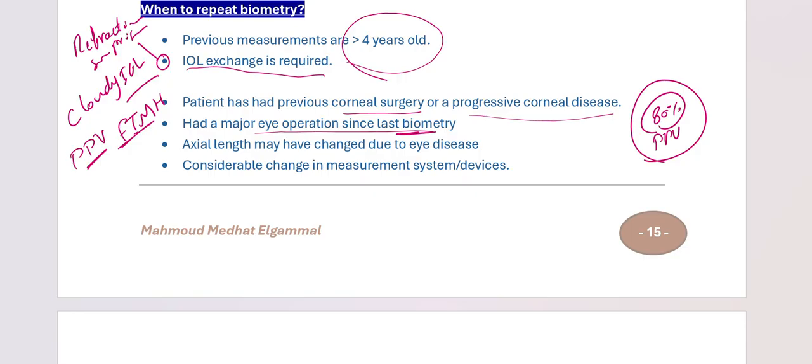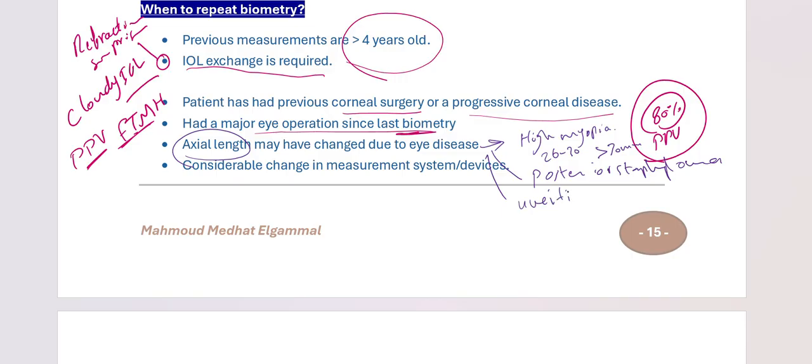Axial length changed due to eye disease. So axial length might change if this patient has high myopia. This is less evident in axial length from 26 to 30, but patients above 30 millimeter are at high risk of changes in axial length. Patients with posterior staphyloma, patients with uveitis, patients who underwent scleral buckling, patients who had retinal detachment.